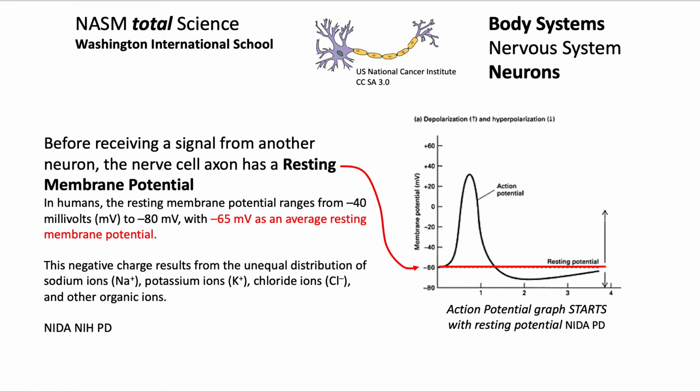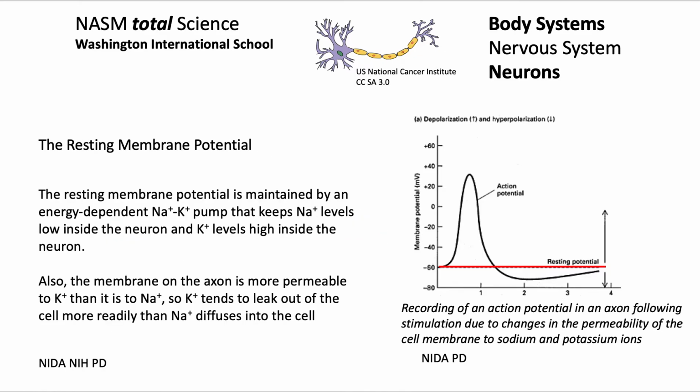To begin with, we're going to start with the resting potential of a nerve cell. And in humans, it's about -70 millivolts. And it's maintained by an energy-dependent sodium-potassium pump that keeps sodium levels low inside a neuron and potassium levels higher inside the neuron.